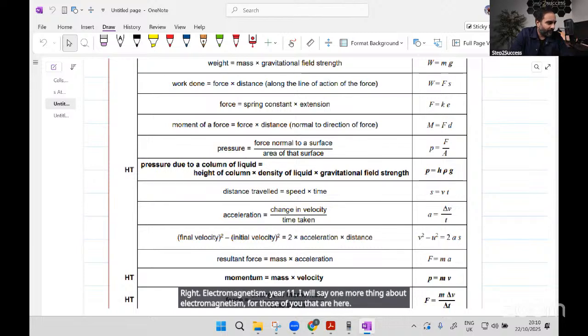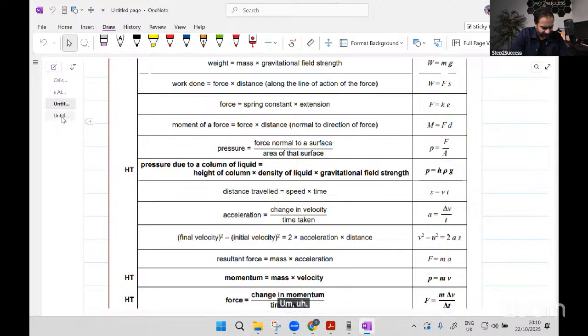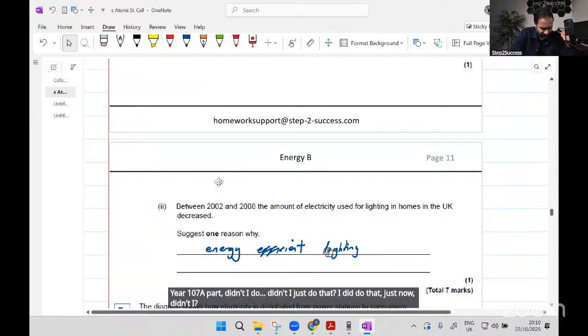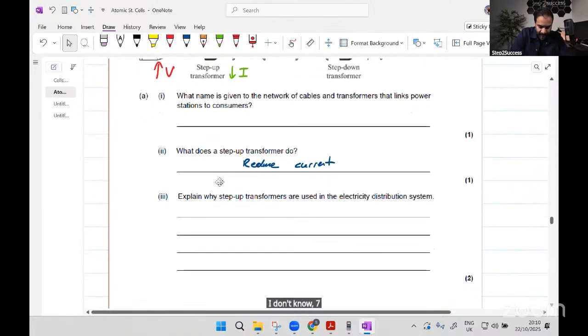Year 10, 7A part. Didn't I just do that? I did do that just now, didn't I? Oh no, 7A part 2.